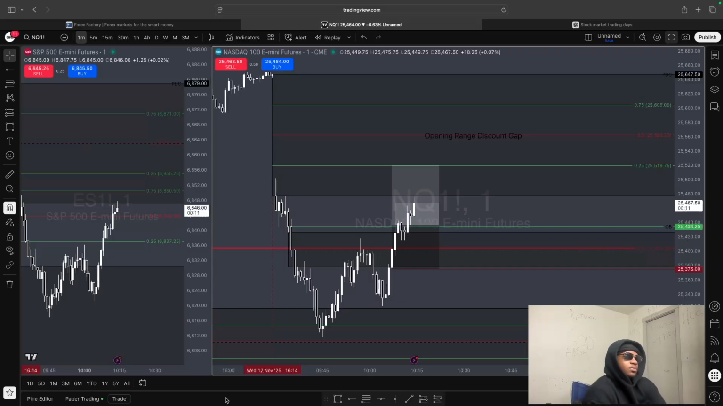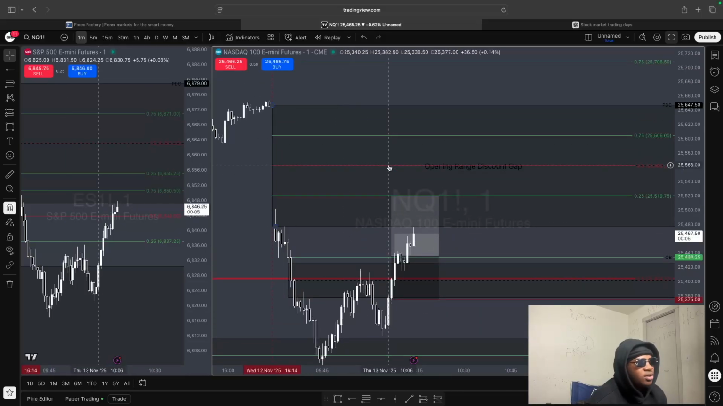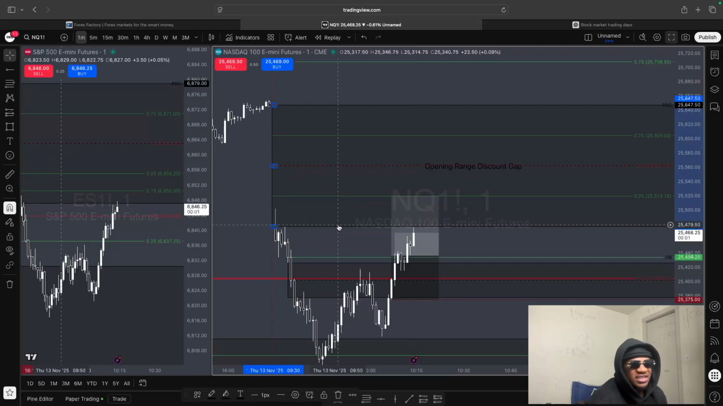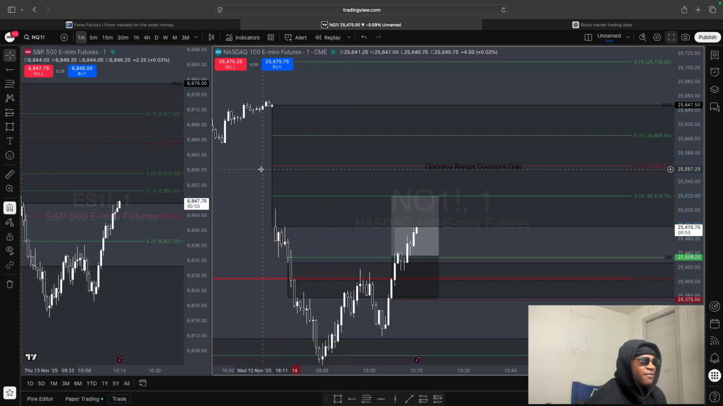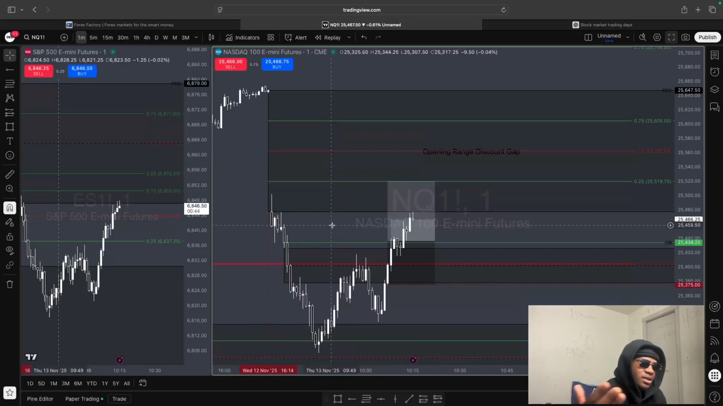Reason why I want to see this get hit right here, and reason why I'm bullish, because of the opening range discount gap. The discount gap was 170 points. Since it's closer to the 200 side, if half of it gets hit, then it is what it is. But I would like to see the 0.25 get hit since it was like a 170 point discount gap.